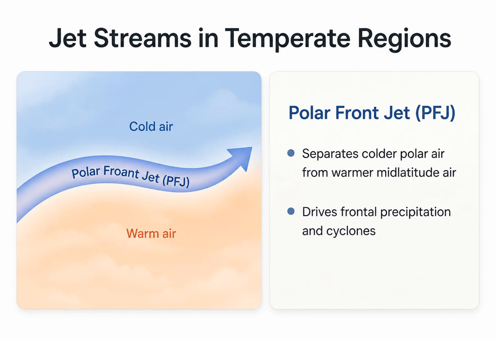In temperate regions, jet streams act as the ultimate weather makers. They push air masses around, moving weather systems to new areas or causing them to stall. The polar front jet is especially crucial here, as it acts as the boundary separating cold polar air from warmer mid-latitude air. This boundary is the birthplace of frontal precipitation and powerful frontal cyclones.